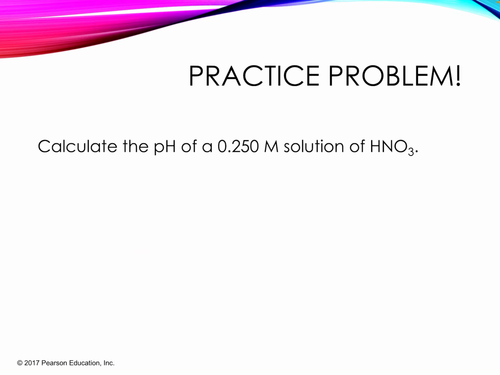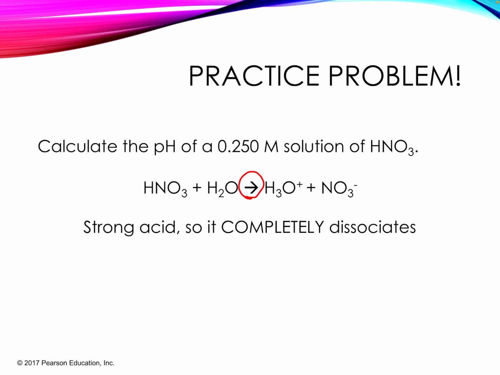Okay, so again, nitric acid is one of our strong acids. So when we put nitric acid into water, it's going to completely dissociate. Okay, so here's our nitric acid. It reacts with water. It's going to make hydronium ion and nitrate. Again, single-headed arrow, no equilibrium, okay? All of it's going to dissociate.